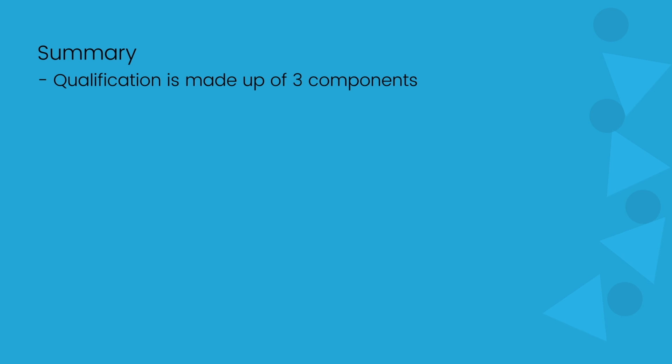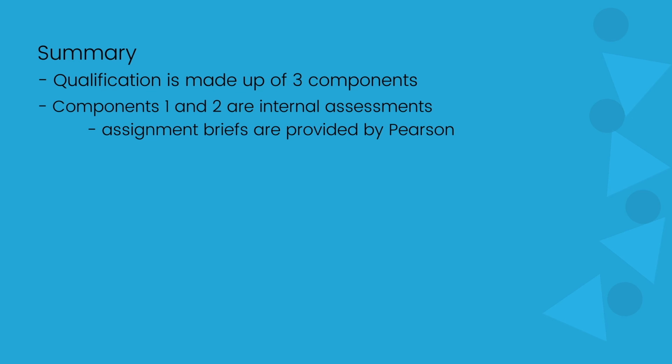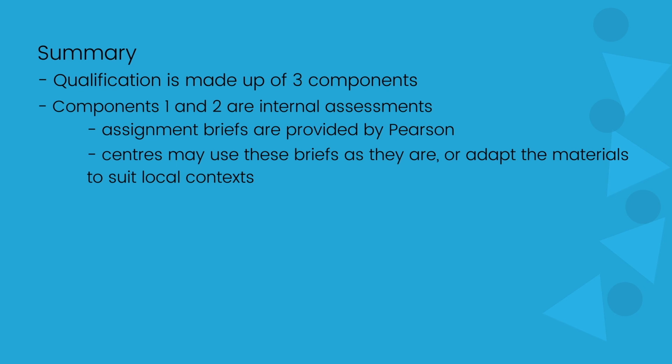Summary. In summary, this qualification is made up of 3 components. Components 1 and 2 are assessed through completion of internal assessment briefs. Authorised assignment briefs are provided by Pearson. Centres may use these briefs as they are, or adapt the materials to suit local contexts. Learners are permitted one opportunity to resubmit improved evidence based on the completed assignment brief.